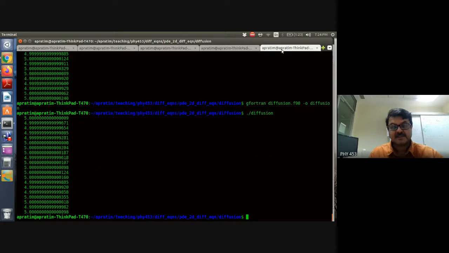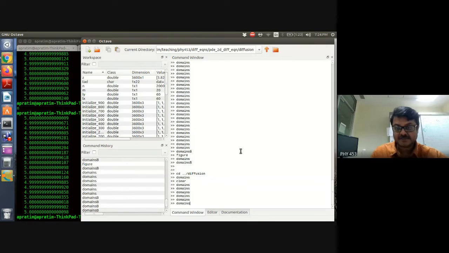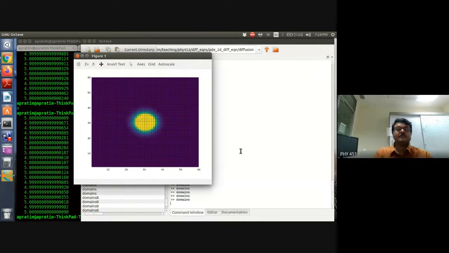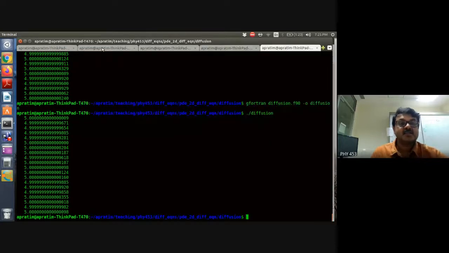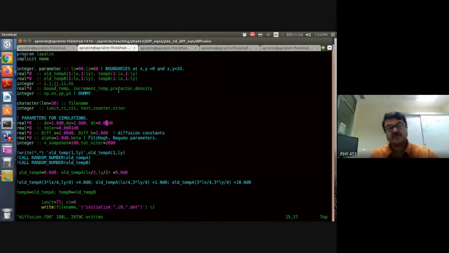Let's compile. The density is still 5. Now, though the number of snapshots is exactly the same, the amount of evolved time is more. What you see is that the thing is spreading out, because last time it was yellow, but now, with 2000 iterations but a longer time because dt is more, there's no yellow here. It has spread out more uniformly.